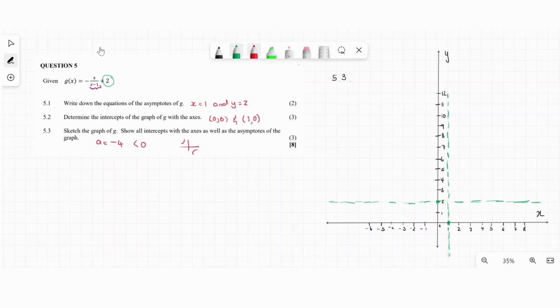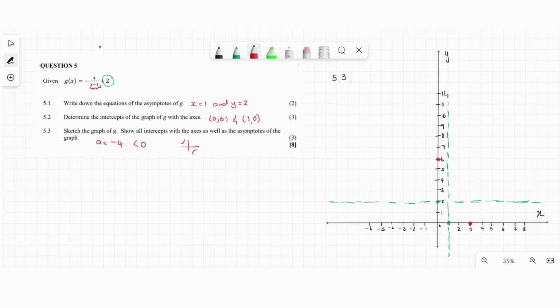So now moving on to your intercepts, we have 0 and 6. Where is 0 and 6 going to be? It's going to be the y-intercept, right? So it's going to be here. Then we have 3 and 0, which is going to be our x-intercept, which is going to be here, right?